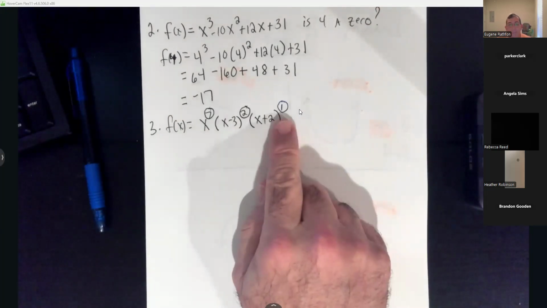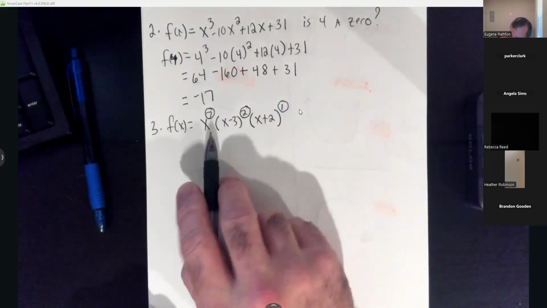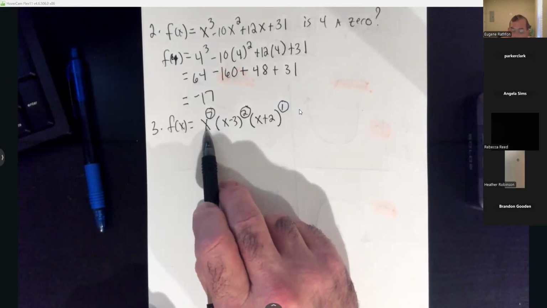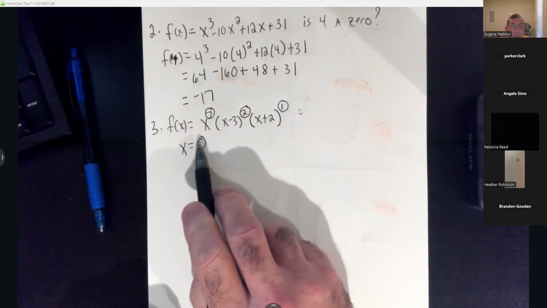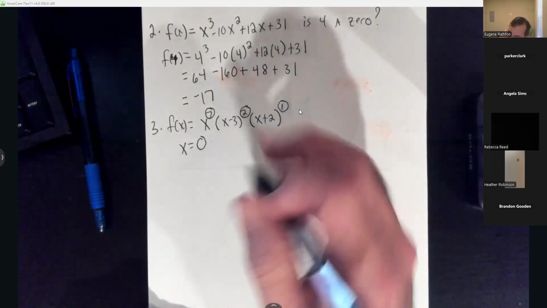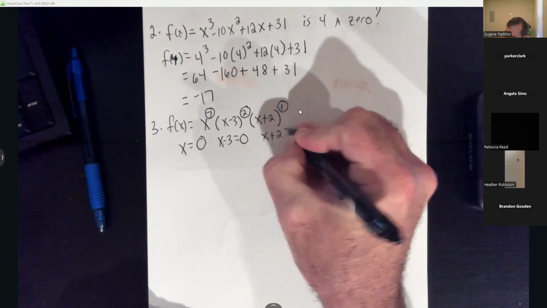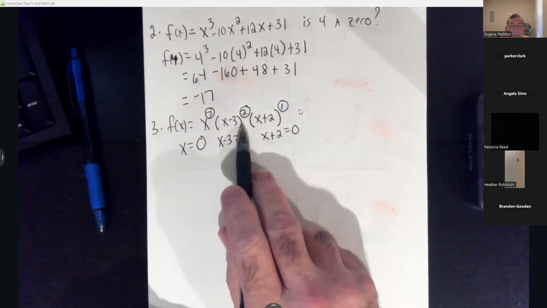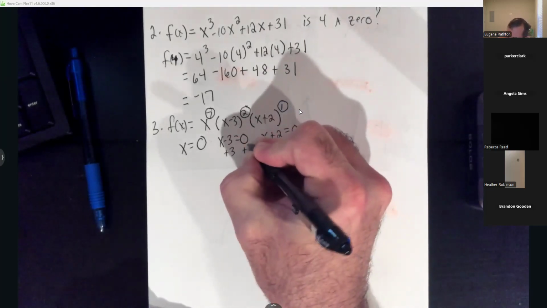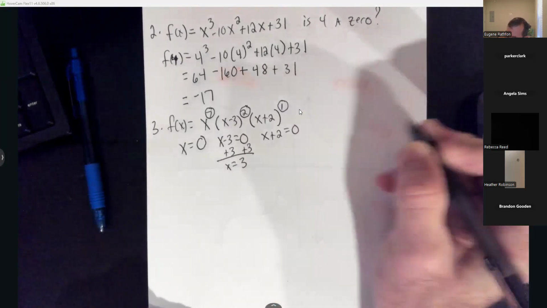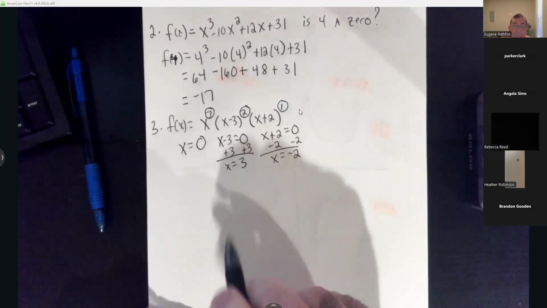Okay, y'all. 3 factors, so I'm going to have 3 zeros. Now we just set everything equal to 0. Start with the x. X equals 0. We're not going to be able to do anything else with that, so that means one zero will be x equals 0. X minus 3, I'll set equal to 0, and the x plus 2, I'll set equal to 0. Since we had numbers with these factors, we got to add and subtract. So I'm going to add 3, and I get x equals 3. And then here, I'll subtract 2 and get x equals negative 2.